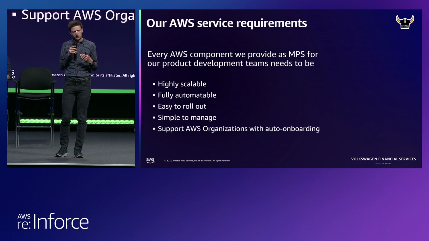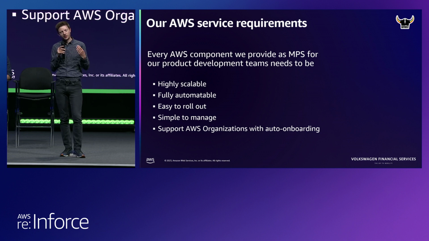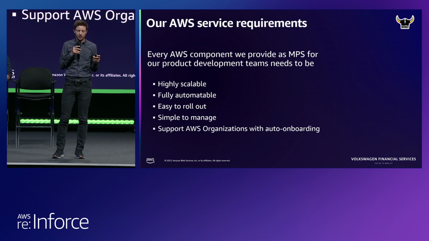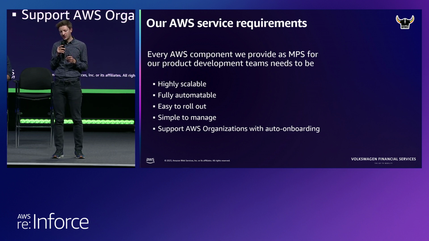From a general point of view, as we're working with 1,500 AWS accounts and we reached a certain scale, we really need to focus on AWS services which are highly scalable. Such a big organization is only able to function, and we're only able to support 1,500 accounts with just 8 engineers, if everything is fully automatable, and we can easily roll out new features, new services. And the support and integration of AWS Organizations is a key factor for us to continue scaling at this point.